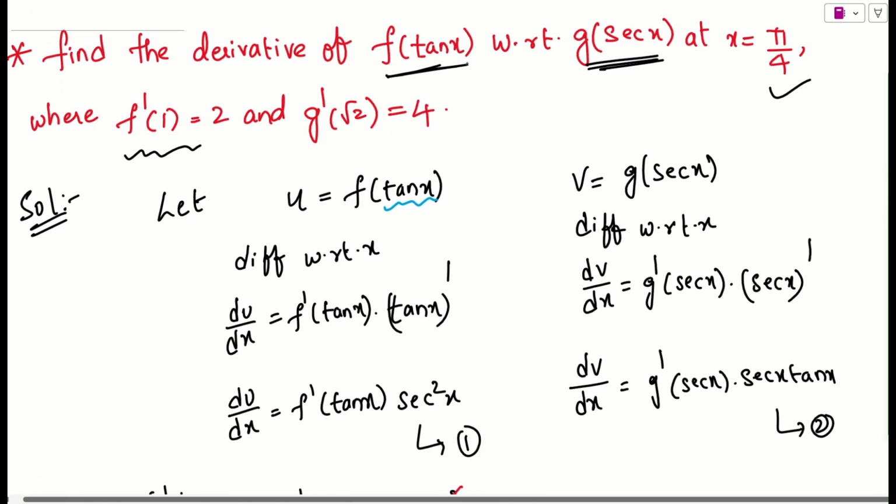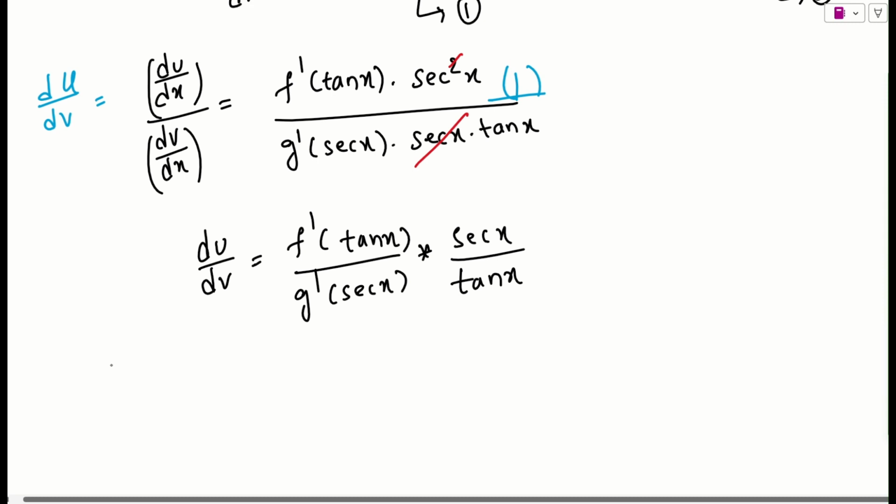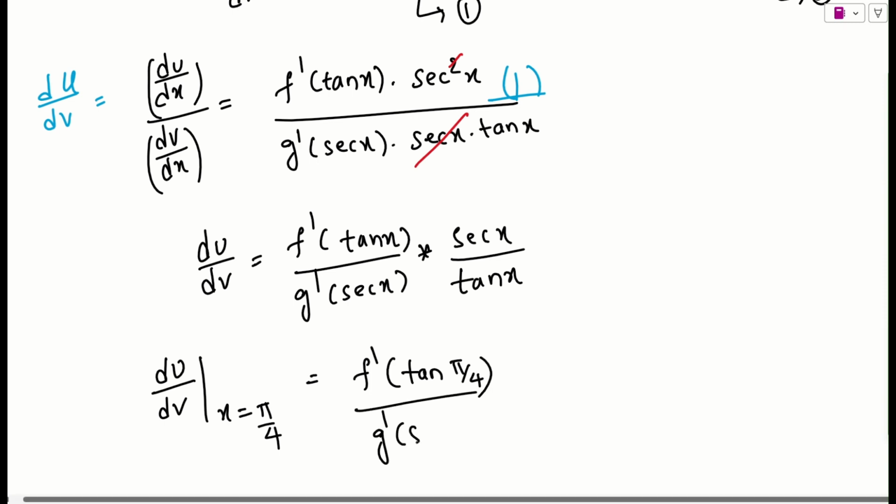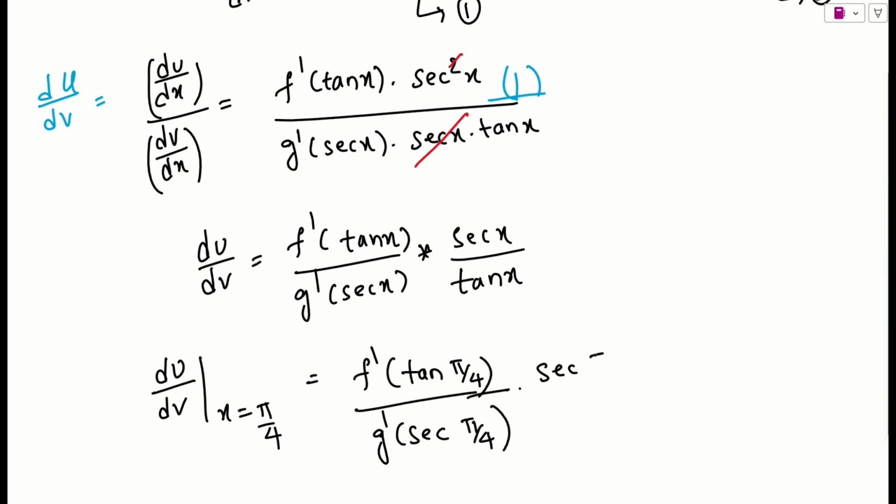They are asking to find the derivative of the first function with respect to the second function at x equals pi by 4, that is 45 degrees. Agree? So let us substitute for du by dv. We need to take x equals pi by 4 here. What will it be? Simply f dash of tan 45 degrees, pi by 4, divided by g dash of secant pi by 4, multiplied by secant pi by 4.